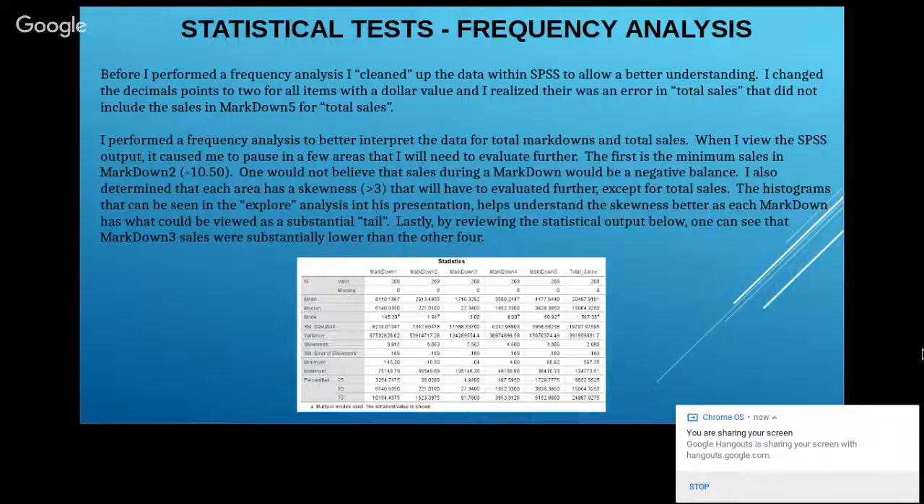I performed an analysis to better interpret the data for the total markdowns of total sales. When I viewed SPSS, it caused me to pause in a few areas that I have to evaluate further. The first was minimum sales in the markdown, which is a negative balance. And I also noticed that the skewness was above 3, which will have to be evaluated further. Any SPSS output, if you'd like to see it, is at the end of this presentation in backup slides. It's just too much data to be put in this presentation.